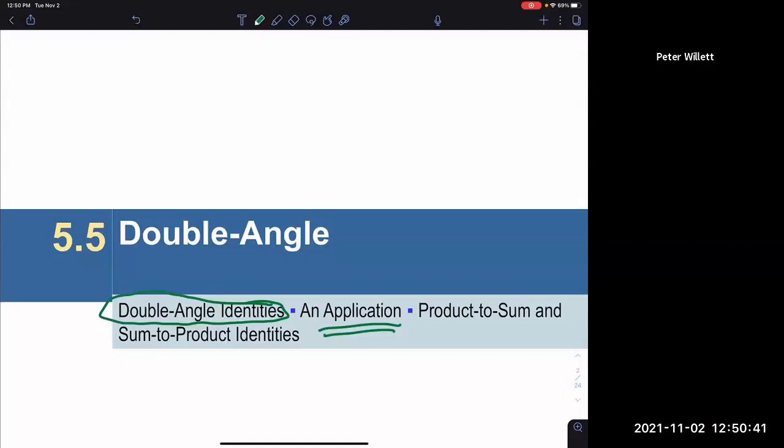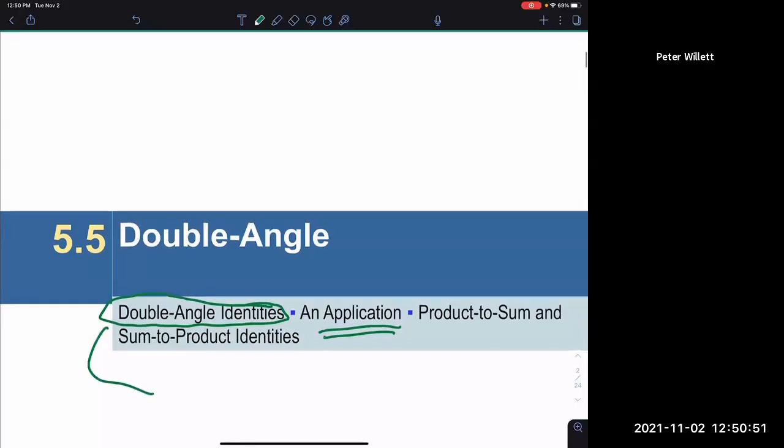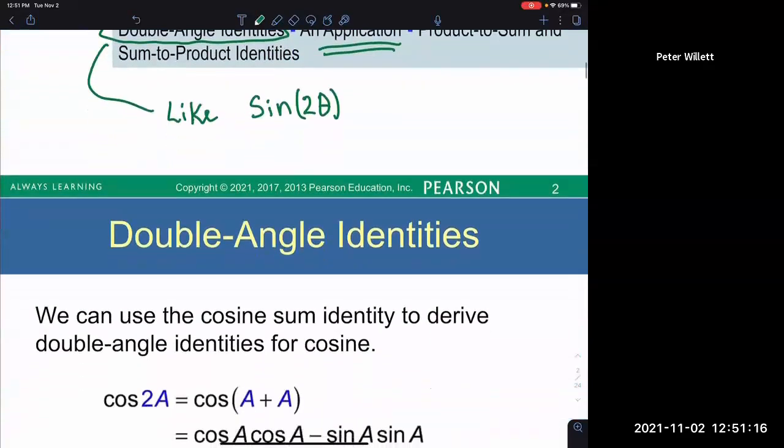In particular, a double angle identity means when you have twice a particular angle. So an example of what a double angle identity looks like: if we had sine of 2 times some sort of angle, like 2 times theta. A double angle identity is basically saying when you're taking the sine of a doubled angle, like twice an angle. So let's see how we start to imagine an identity like this.